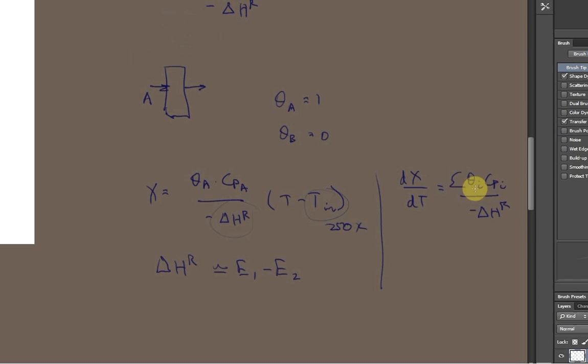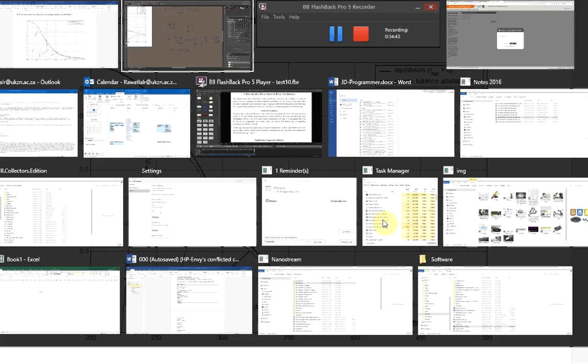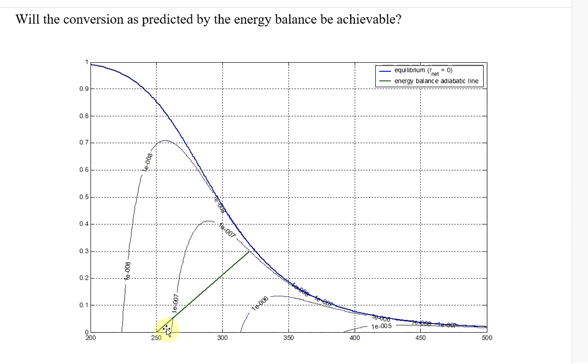And that sum beta I CPI is simply CPA, and that is known. So we get the gradient quite easily that way. So we've got a starting point. We know that if we are entering with pure A, then the conversion is 0, and we know the temperature is 250. So that defines this one point. So we've got a point, and we've got a slope.